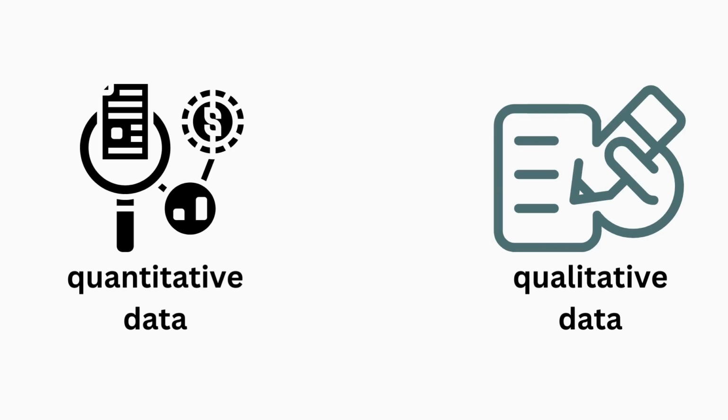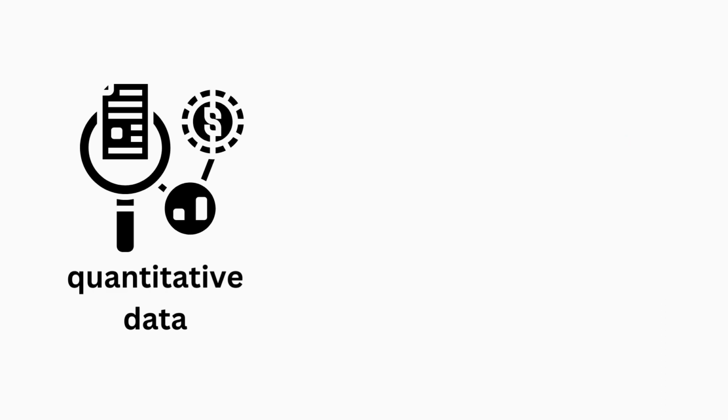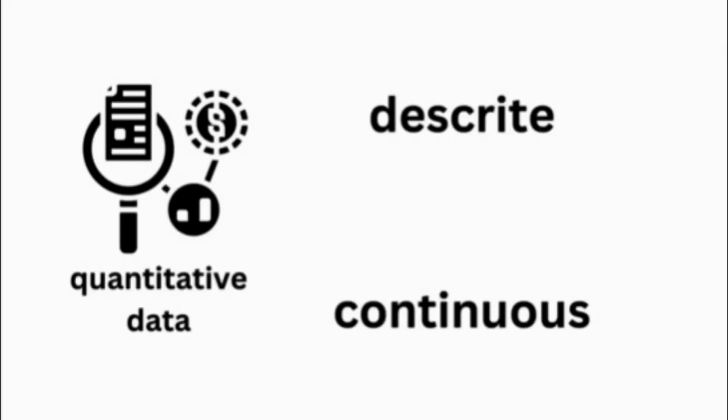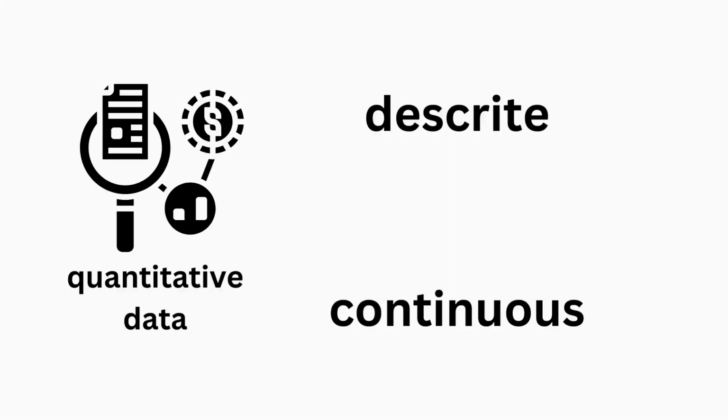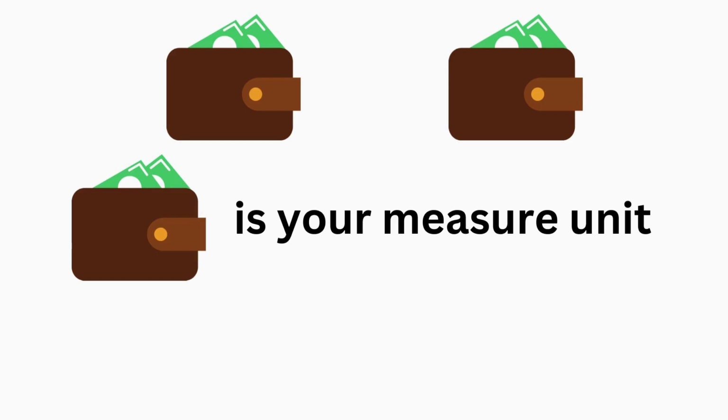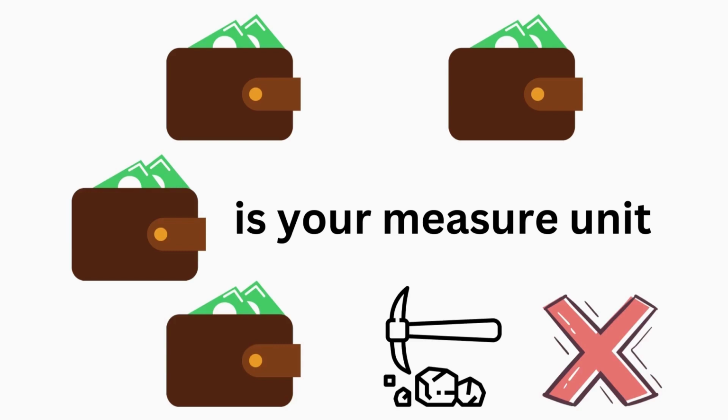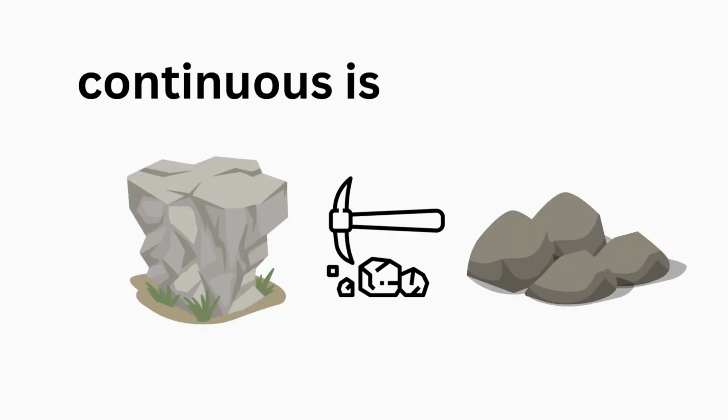Now let's talk about the types of these types. Quantitative data has two major types: discrete and continuous. Discrete quantitative data is the type of quantitative data that cannot be divided into smaller units or fractions. If you have two wallets, the wallet is your unit of measure, which cannot be divided into smaller units. While continuous is quantitative data that can be divided into smaller units.